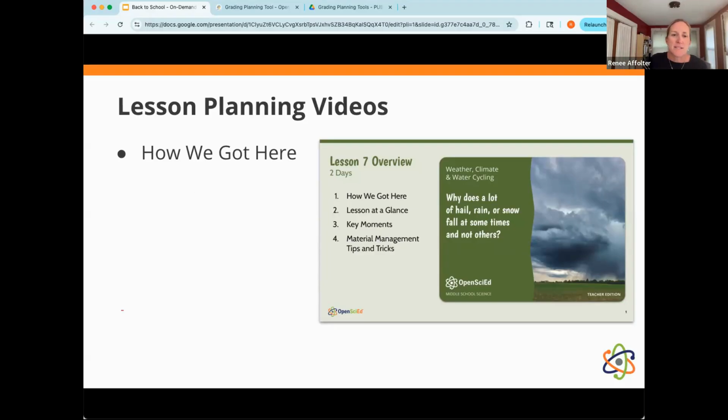Then the next part is the lesson at a glance. This gives a big picture overview of the lesson. So it's broken down into a few big sections or chunks. And then it will mark moments that we're going to go more deeply into in the key moments section.